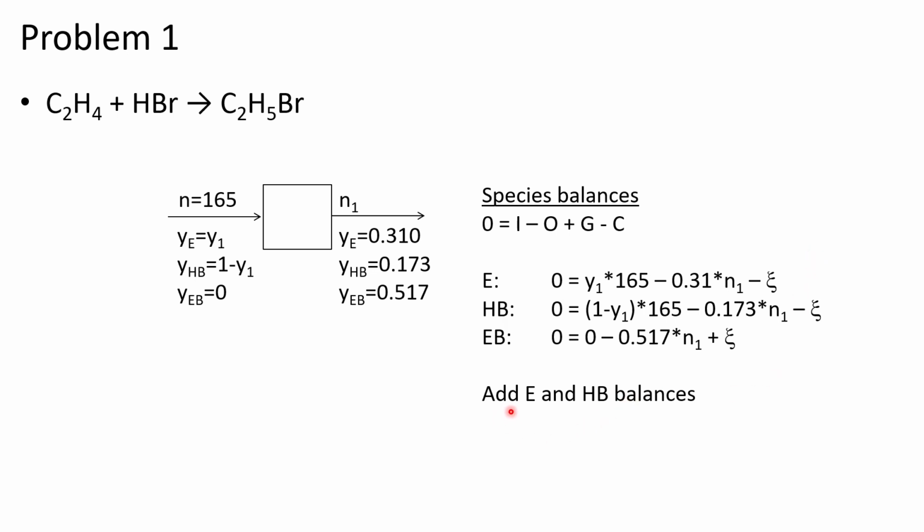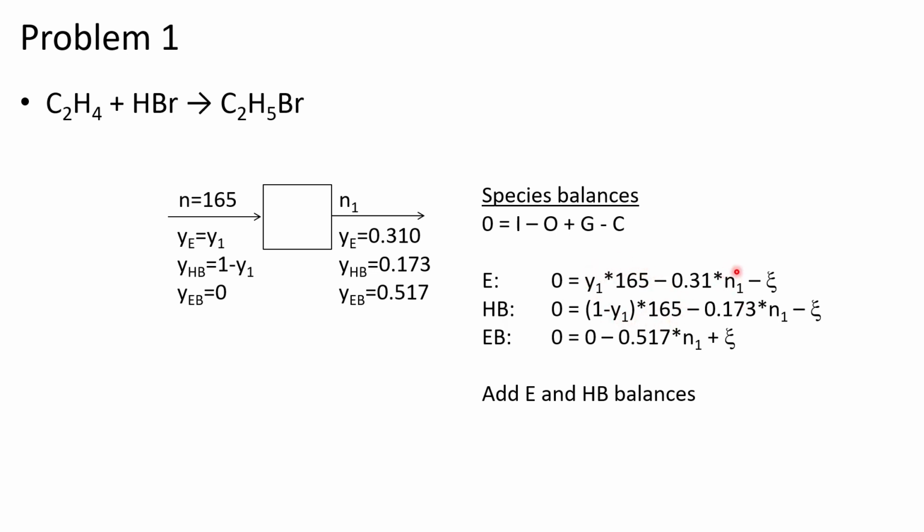We're going to start by adding the ethylene and the hydrogen bromide balances. We're going to take this equation for the ethylene balance and add it to the equation for the hydrogen bromide balance. If you look at this, by doing that, we have Y1 times 165 in this equation, and we have a minus Y1 times 165. So the Y1 times 165 will cancel in each of these two equations.